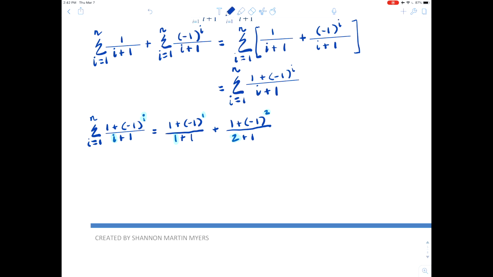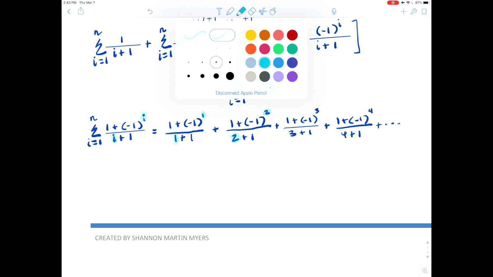Next up, we'd have plus 1 plus negative 1 to the 1 over negative 1 cubed over 3 plus 1, plus 1 plus negative 1 to the 4th over 4 plus 1, and you'd continue in this manner. So let's see what happens to these things.